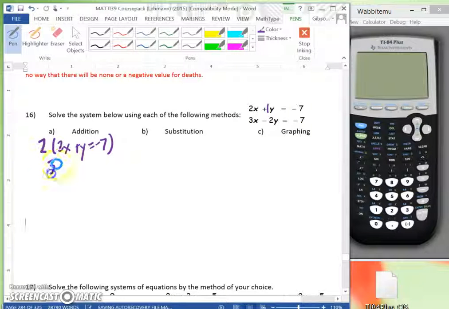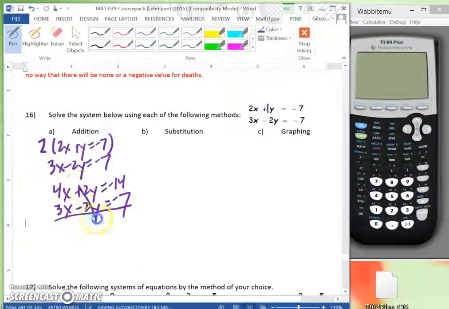And then we would bring down the bottom equation. So we'll multiply by 2. This will give us 4x plus 2y equals negative 14. Then we add 3x minus 2y equals negative 7. So if you see here, these y's will simplify out to 0. 4x plus 3x is 7x, and negative 14 minus 7 is negative 21. Now we would divide each side by 7, and x is negative 3.